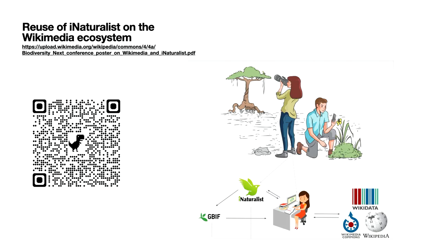iNaturalist is an app that comes with a community, and it basically works as follows. You take a picture while you're out in nature, and you release it on iNaturalist. iNaturalist is shared with GBIF. GBIF is the Global Biodiversity Information Facility. And we then, in the Wiki project biodiversity, use the observations in iNaturalist in Wikidata, Wikimedia Commons, and Wikipedia.